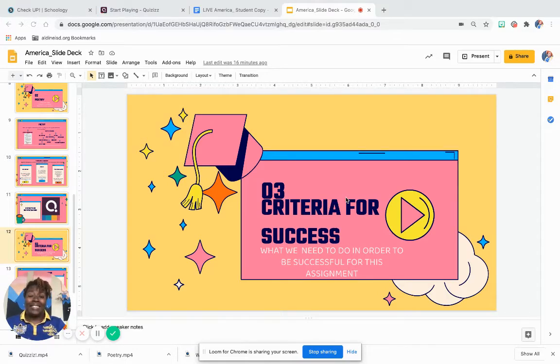Know that you aced that quiz. Now let's get into the criteria for success as we get ready to closely read America by Claude McKay.